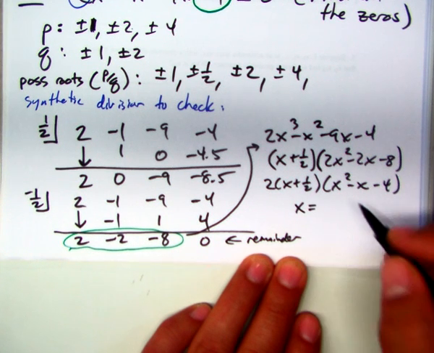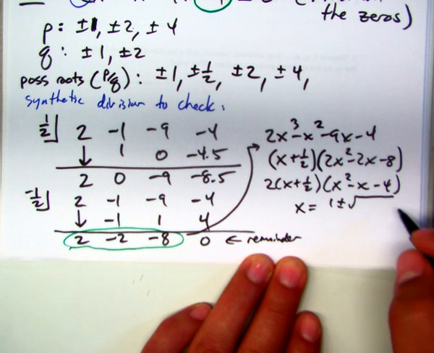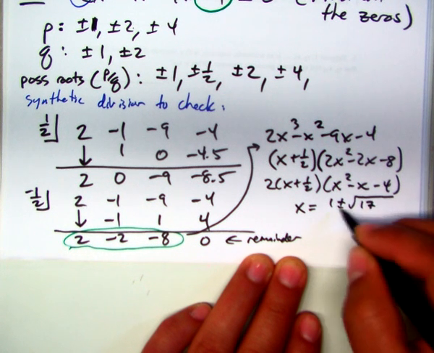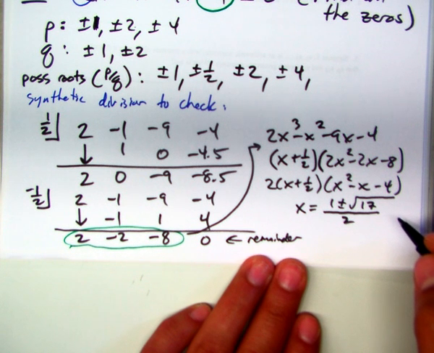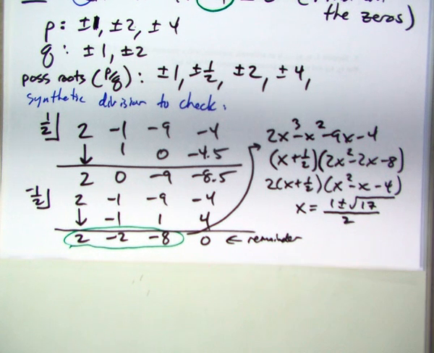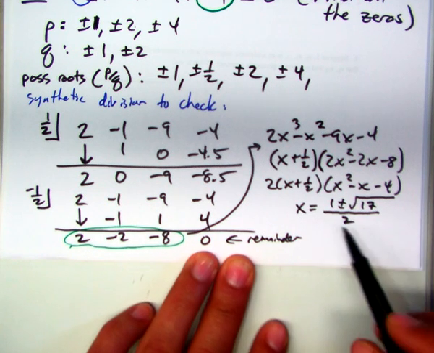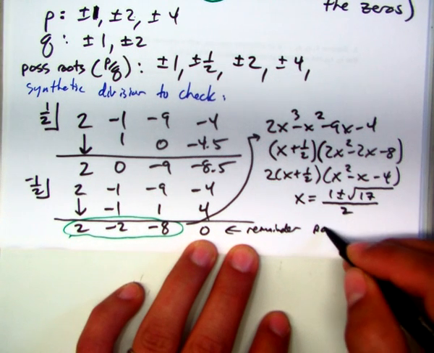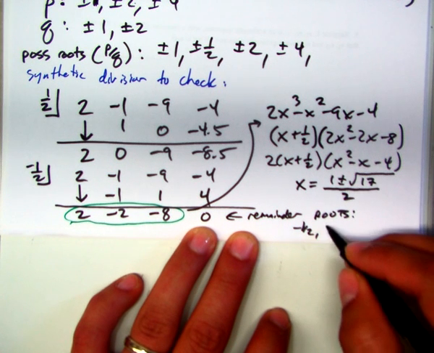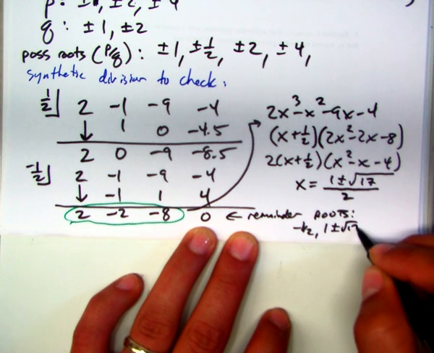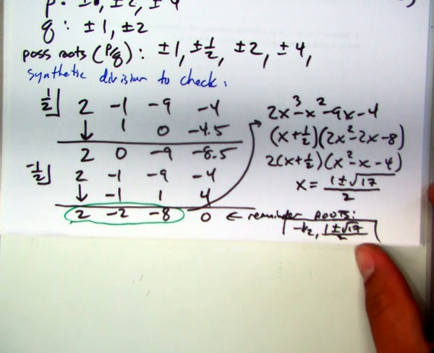And you'll get x equals 1 plus or minus the square root of 17 all over 2. So these are the other 2 roots. So your roots are going to be -1/2 and then 1 plus or minus root 17 all over 2. Okay?